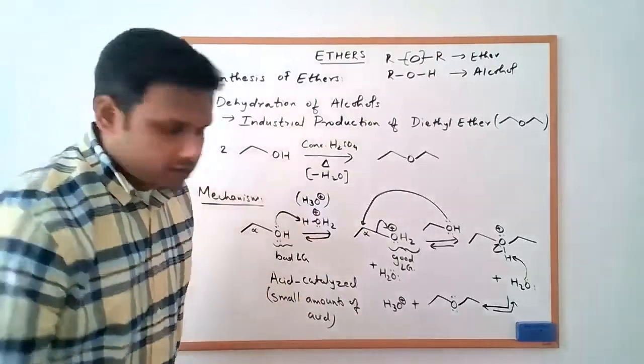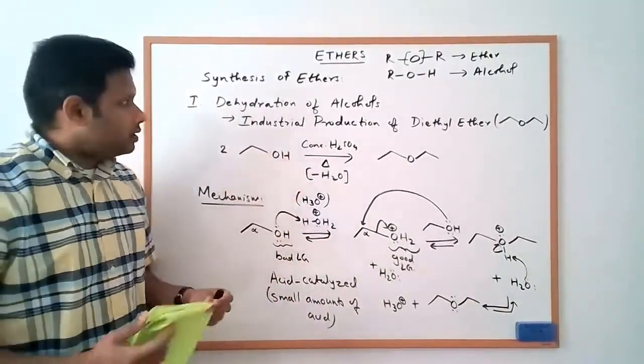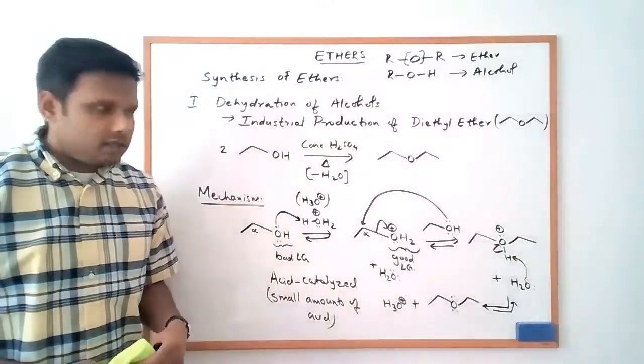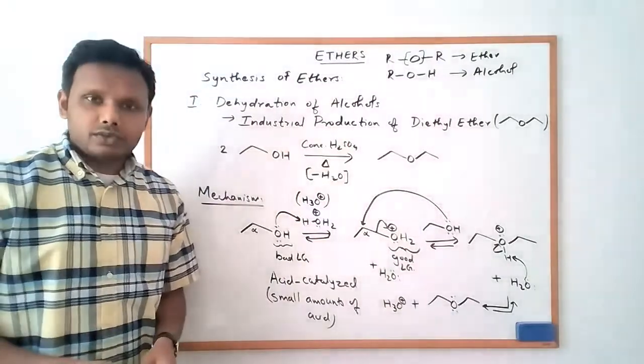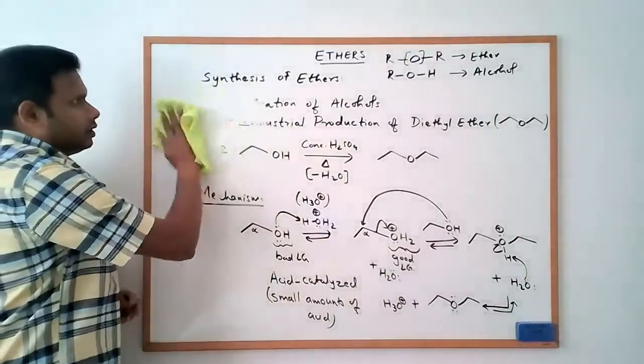So that's one method. And like I mentioned, the significance of this method is that it is used for the industrial preparation of diethyl ether, which is a bulk solvent that's used in organic chemistry. Okay, let's look at the second method.